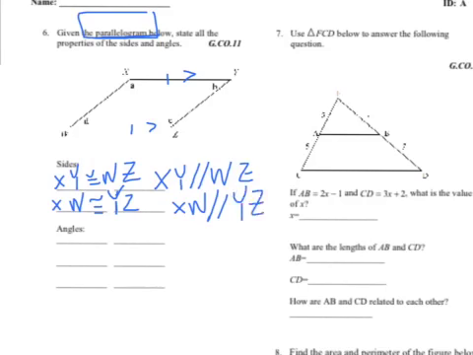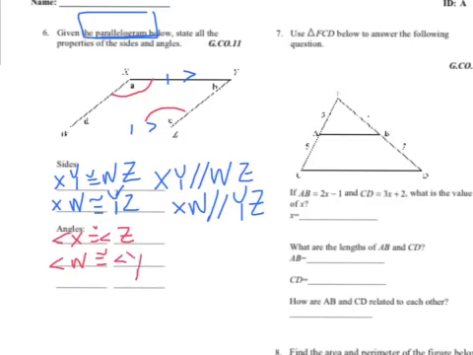And then the last part talks about the angles. Well, you can either call it angle A and C or X and Z, it doesn't matter. I'm going to say that angle X is equal to angle Z. I'm also going to say that angle W is equal or congruent to angle Y.